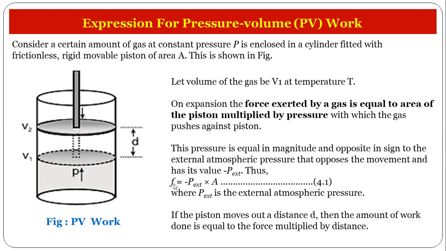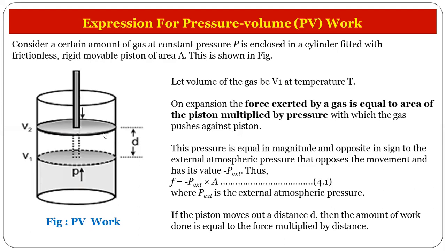P external with a minus sign, because the gas expands against the external pressure. See, there is opposing force, so the gas is expanding against the external pressure. That's why the minus sign is given here. Pressure into area. So force is equal to pressure into area, where P external is the atmospheric pressure. If the piston moves out distance d, see it is a distance d, initial position is here, and after expansion what will happen?